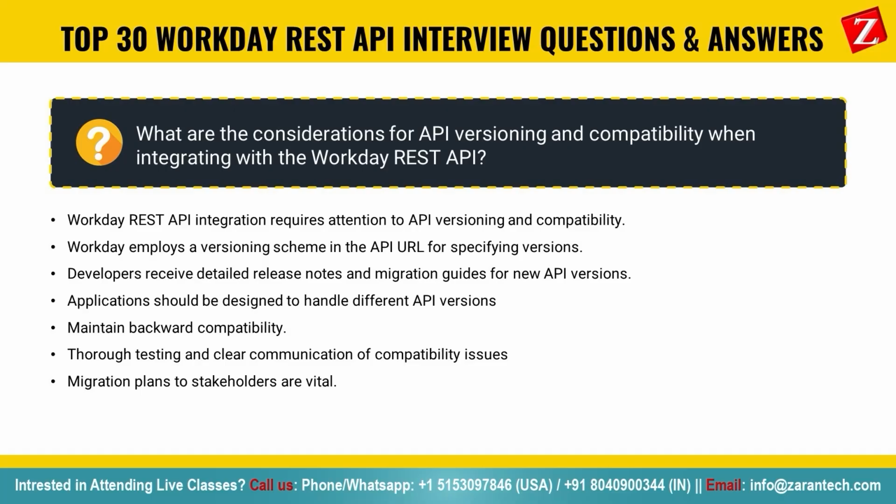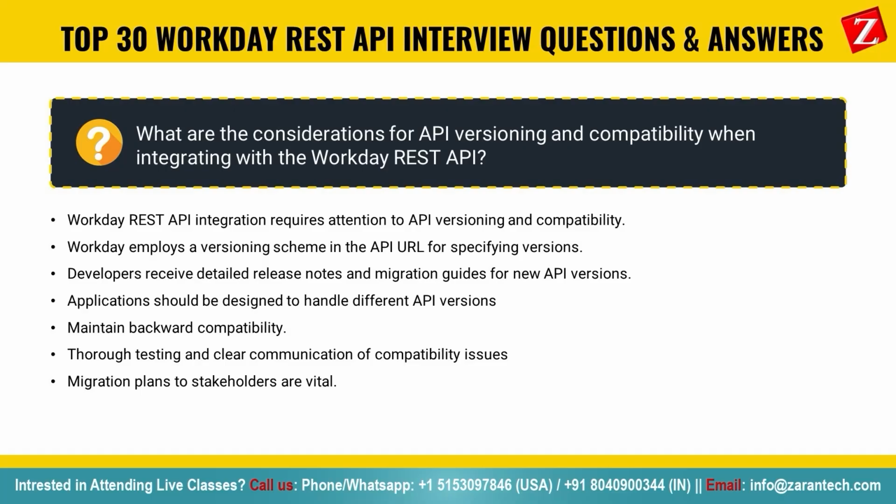Workday employs a versioning scheme in the API URL to specify different versions. This allows developers to choose the appropriate version for their integration needs. For instance, let's say a developer is integrating an HR system with Workday. They would specify the API version in the URL to ensure compatibility with the endpoints they're using.